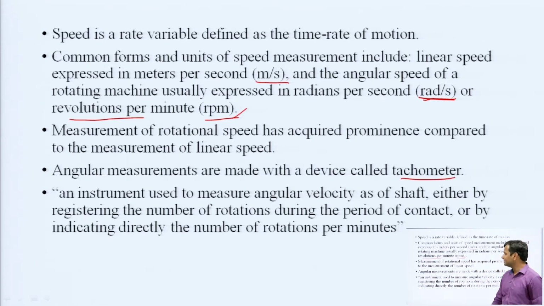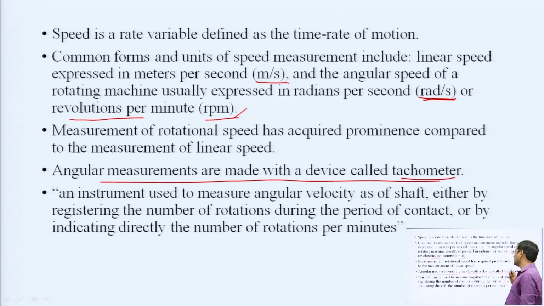The tachometer is a device. Angular measurements are made with a device called a tachometer. So when we talk about measuring angular displacement or angular speed, the instrument we prefer is the tachometer. The angular displacement can be measured with the help of a tachometer.